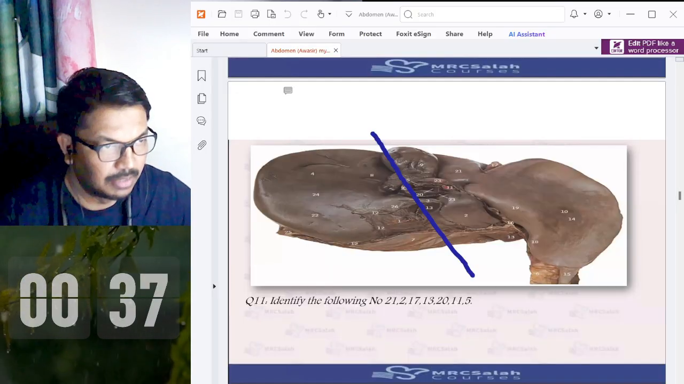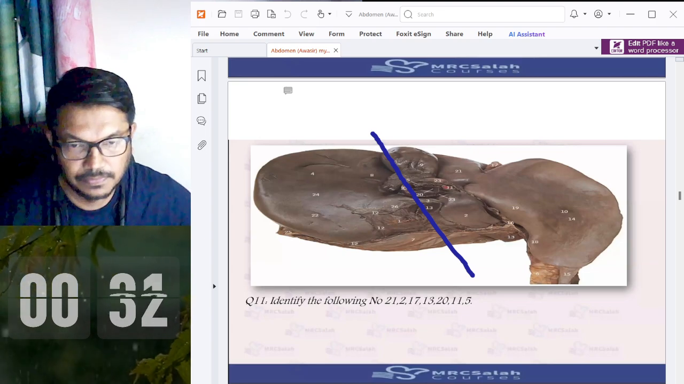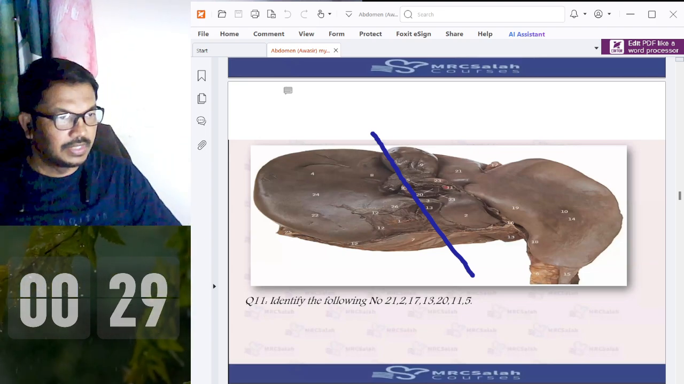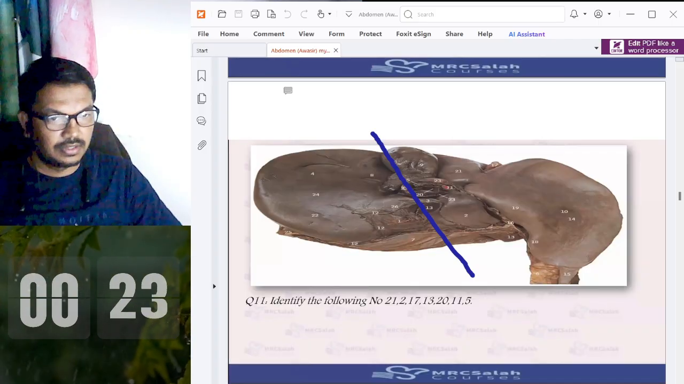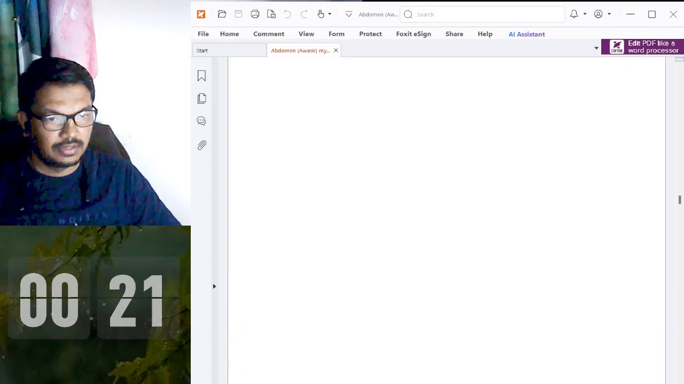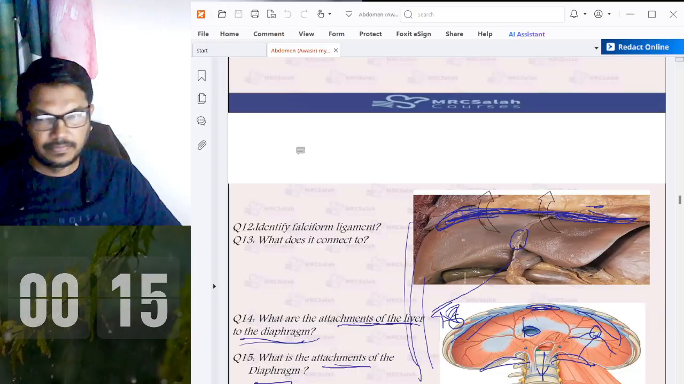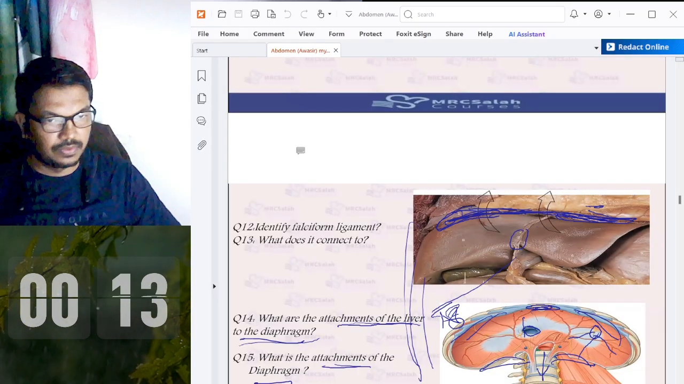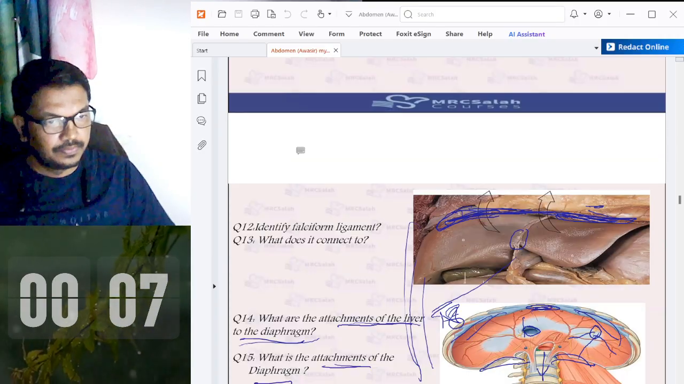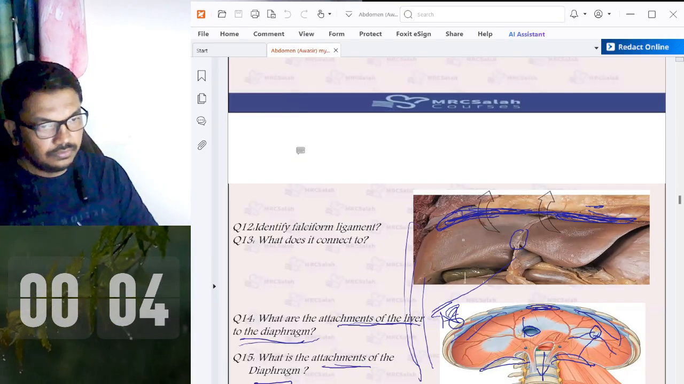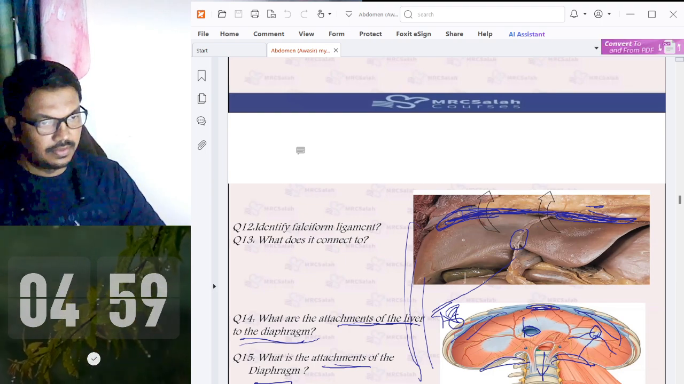Identify the falciform ligament. You can see the picture. Falciform ligament. Yeah, number 2. Okay. What does it connect? Liver to the anterior abdominal wall. And how is it formed? Two folds of parietal peritoneum.